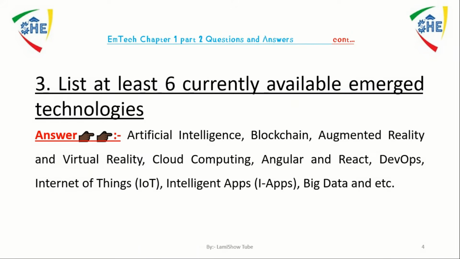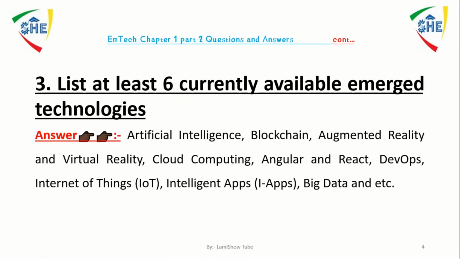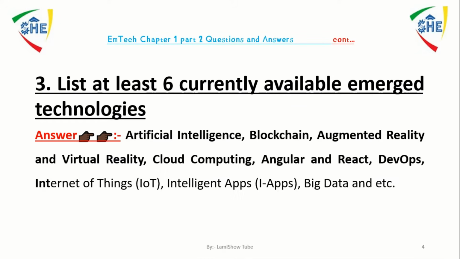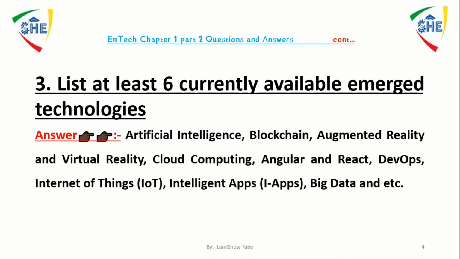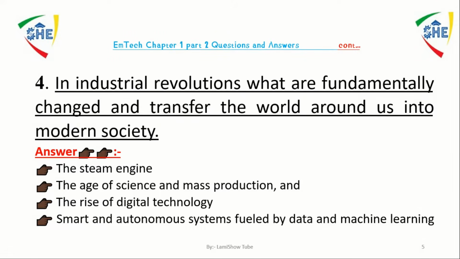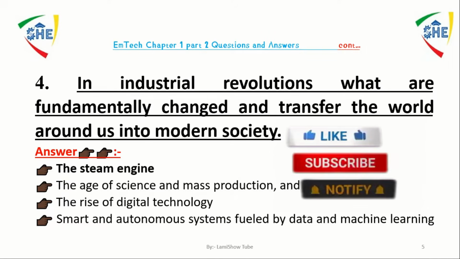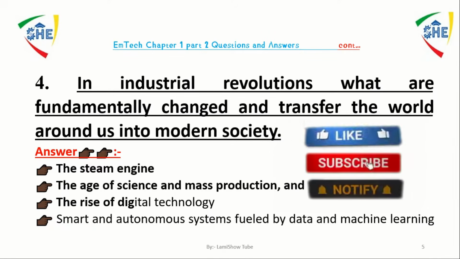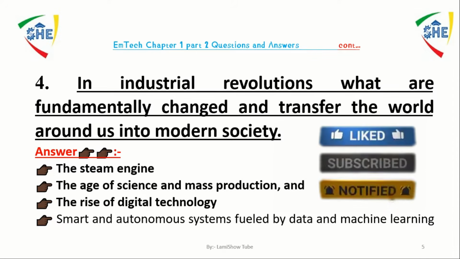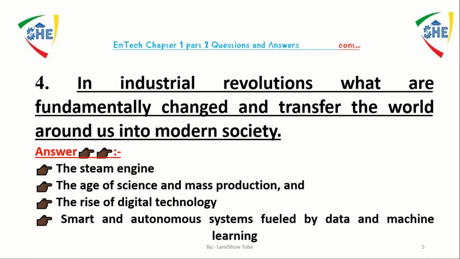Question number 3. List at least 6 currently available emerging technologies. So these are some of currently available emerging technologies. Question number 4. In industrial revolution, what are fundamentally changed and transfer the world around us to the modern society? So these 4 things are the things that change the world into the modern society.